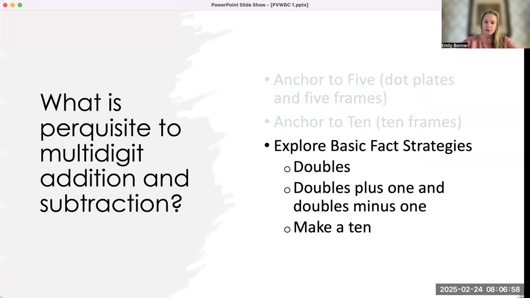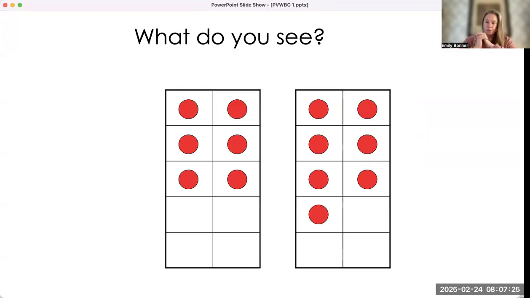All right. So the next thing I want to talk about is exploring basic fact strategies, including doubles strategies and making a 10. So again, these things are all going to lead into that idea of creating place value places and the thinking around groups of 10, groups of 100, etc. Instead of just digitizing everything as we do often in the algorithm. So here I want you to just pause and tell me what you see and how you're seeing it.